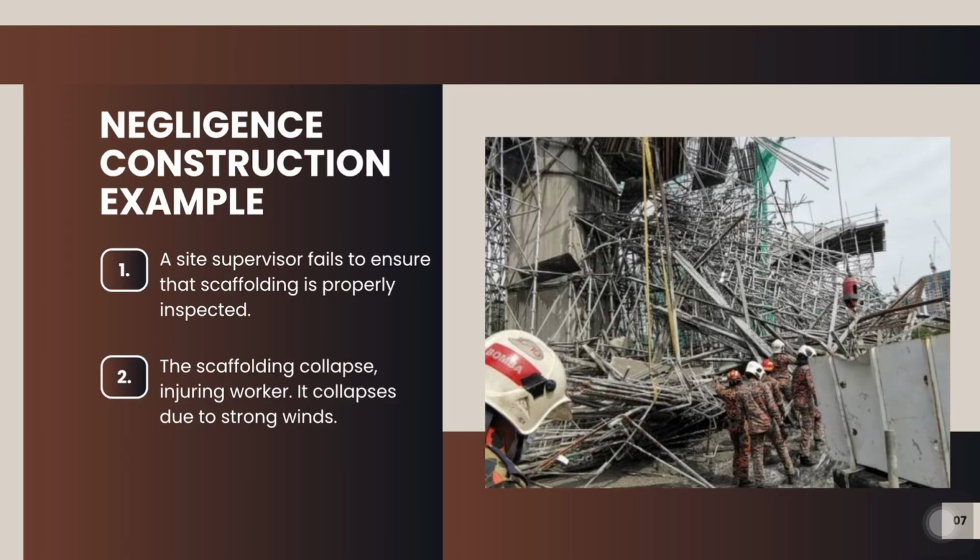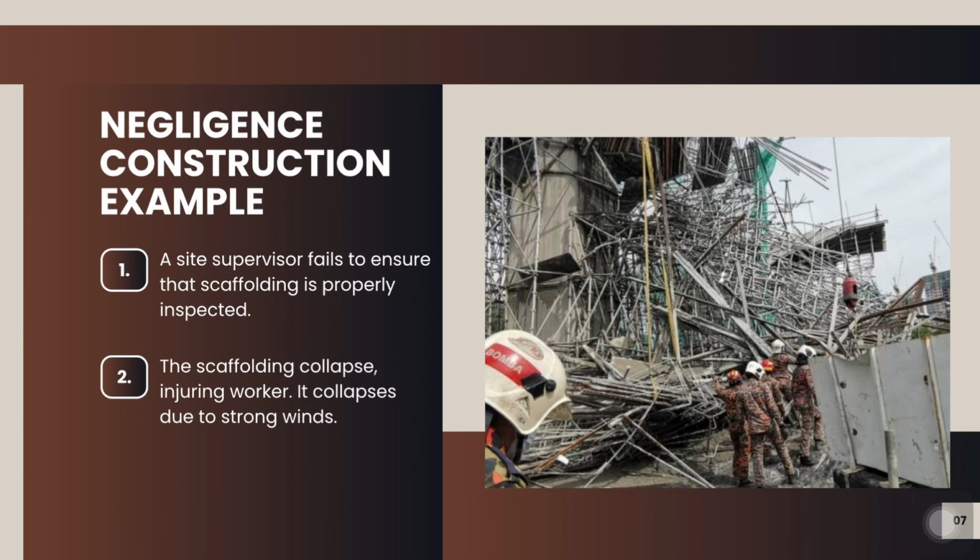Next, a negligence construction example. A site supervisor fails to ensure that scaffolding is properly inspected. The scaffolding collapsed and injured workers. It collapsed due to strong winds. Because the collapse resulted from the supervisor's failure to follow standard inspection procedures, the contractor could be liable for negligence.